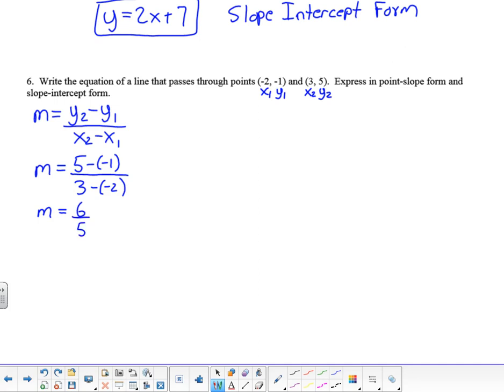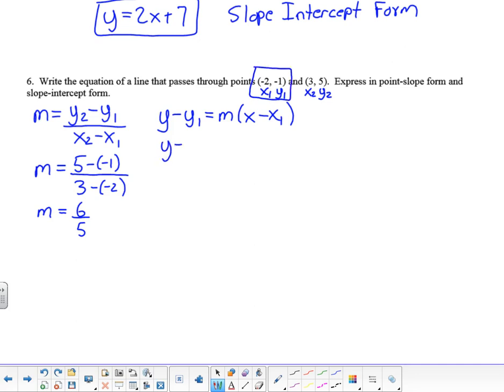So 6/5. Now we have the slope and we have a point, so we'll use the point slope formula, which is y minus y1 equals m times the quantity of x minus x1. Okay, it does not matter which point you plug into. The mistake that people make is they plug both points in. We're not plugging both points in, so just for the sake of consistency, let's use this point right here.